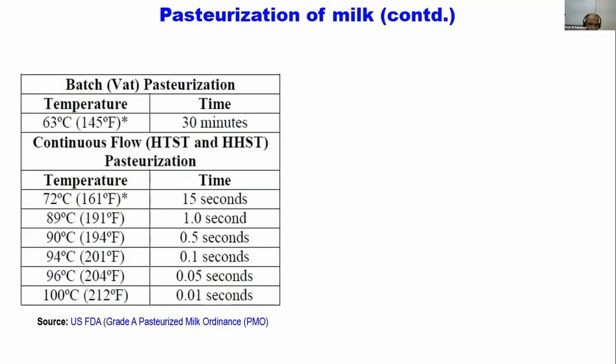Of course, you can also do pasteurization at different conditions. For example, if you look at this table, depending upon the temperature that you are maintaining, your holding times can be different. For example, what is called high temperature short time pasteurization has a temperature of 72 degrees and 15 seconds. You can also have high heat short time pasteurization where the temperature can be 89, 90, 94, etc. As you increase the temperature, the holding time keeps on reducing.